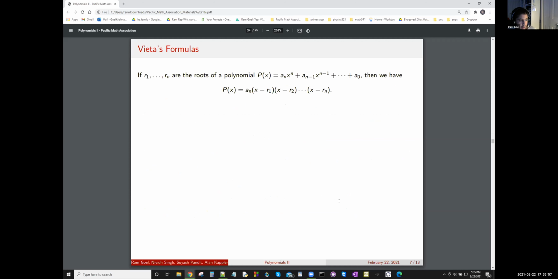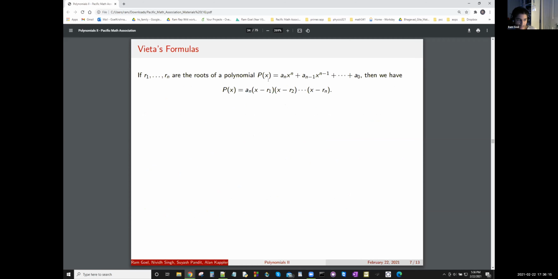So if r1 all the way till r sub n are the roots of a polynomial, p of x is a sub n times x to the n. So I'm just writing out the coefficients expansion. And then we also have the roots expansion. So the roots in this case would be r sub 1, r sub 2, all the way till r sub n. And the leading coefficient is still a sub n.